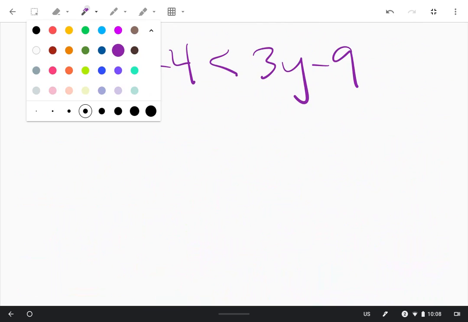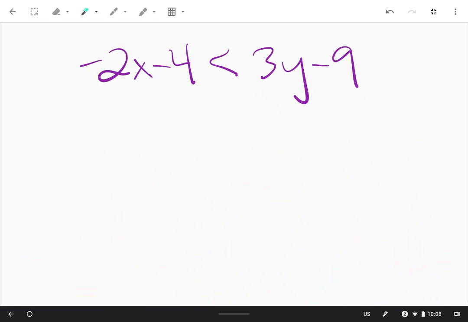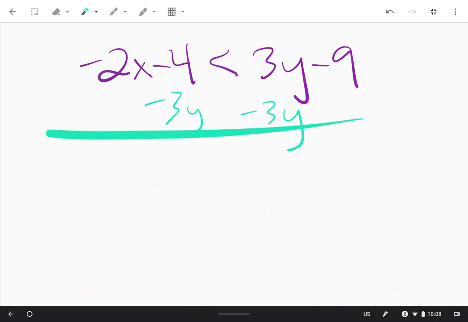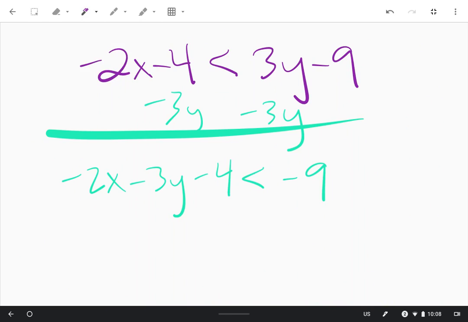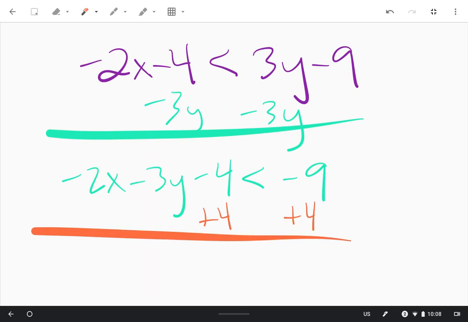And so then all we have to do to solve it from here, again, we're putting it in standard form. So I'm going to subtract 3y from both sides. I get negative 2x minus 3y minus 4 is less than negative 9. We're going to add 4 to both sides. Negative 2x minus 3y, that cancels out, is less than negative 5.